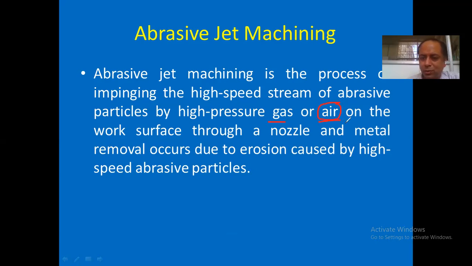So compressed air is used on the work surface through a nozzle, and the metal removal happens, why does metal removal happen? Because of erosion. This is called erosion, caused by the high speed abrasive particles. So that is the definition of AJM or abrasive jet machining.